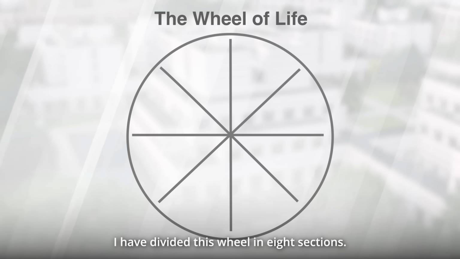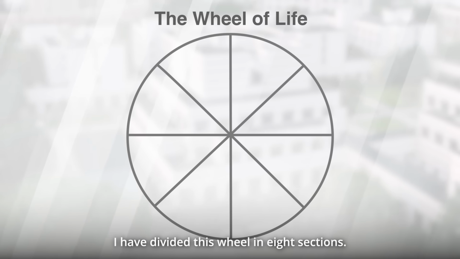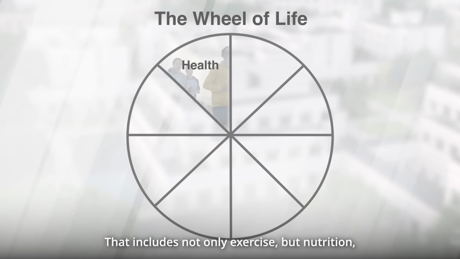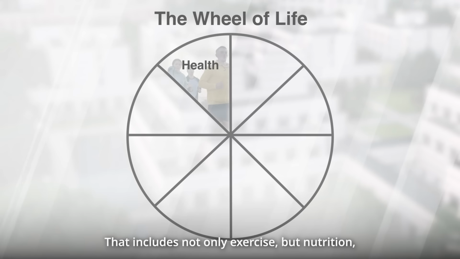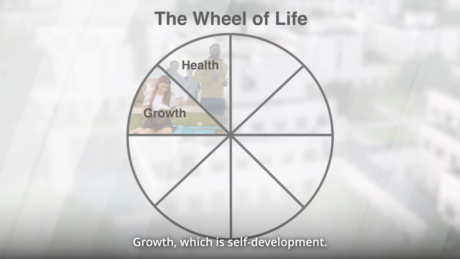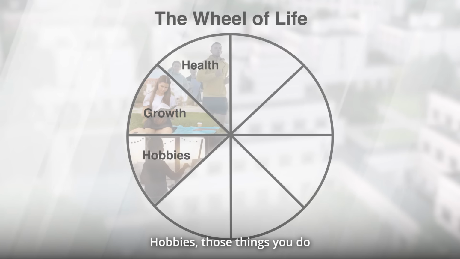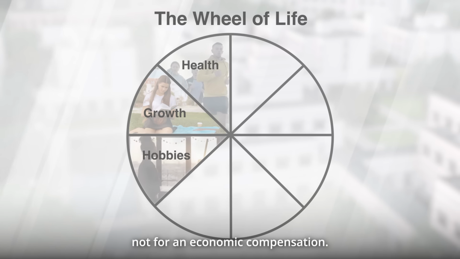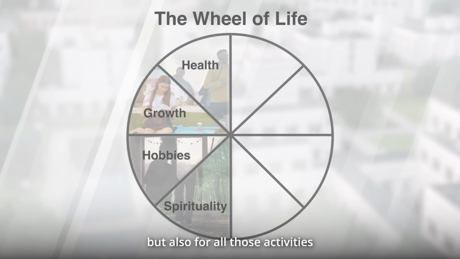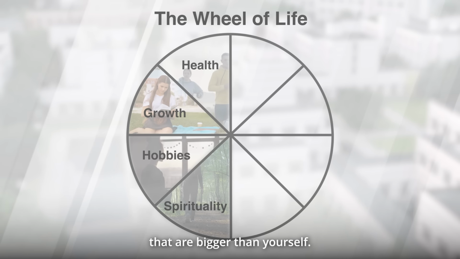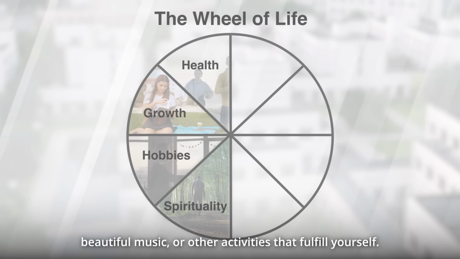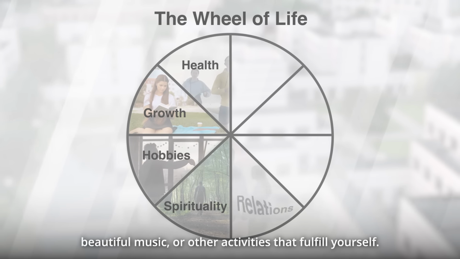I have divided this wheel in 8 sections. The first one is health, your personal health. That includes not only exercise, but nutrition, other aspects important for your health. Growth, which is self-development. Hobbies, those things you do not for economic compensation. Spirituality, that refers to religion, of course, but also for all those activities that are bigger than yourself. Could be being in nature, beautiful music, or other activities that fill yourself.